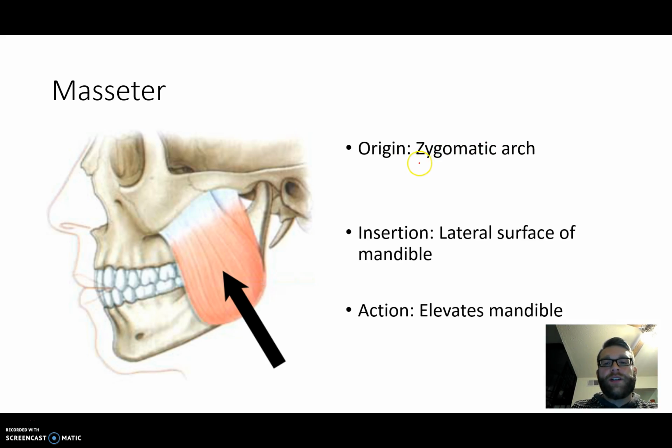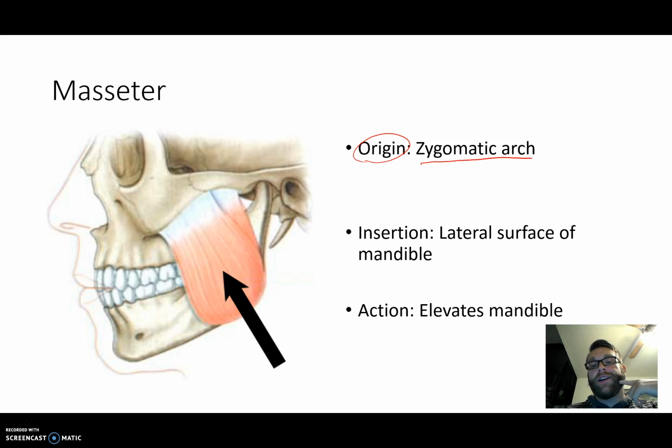So the origin for your masseter is the zygomatic arch. If you remember on your skull, the zygomatic arch is here. Your masseter starts here. With origin, remember the origin usually doesn't move. Okay, the origin stays put. It's the insertion part of the muscle that is going to move. So wherever the muscle inserts, that's usually where the action is going to occur.